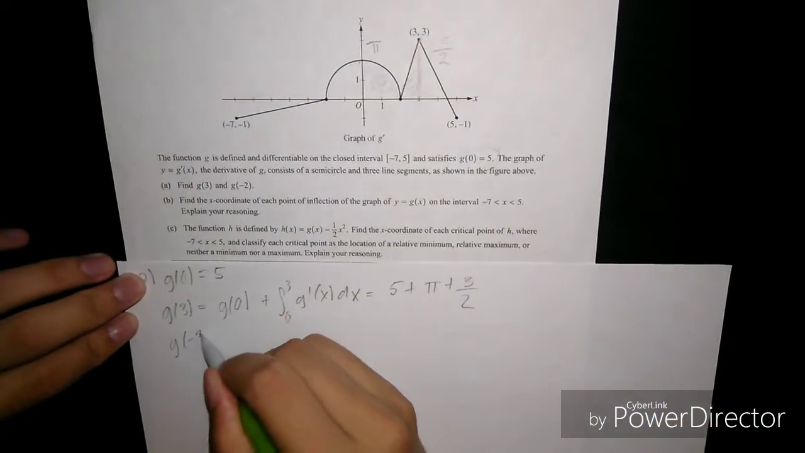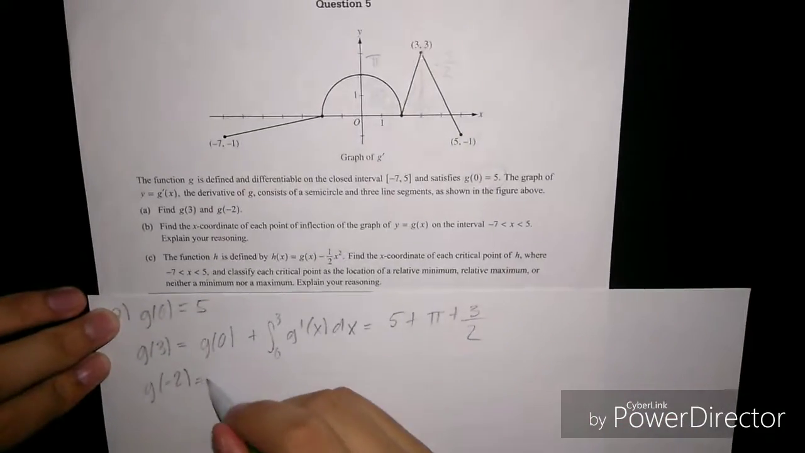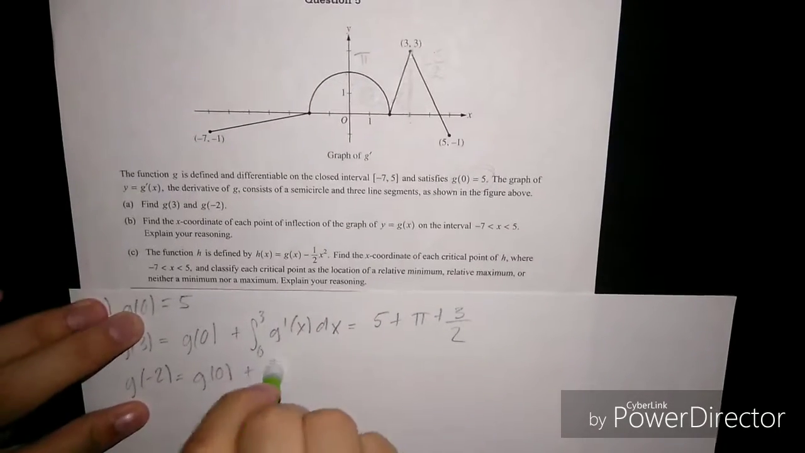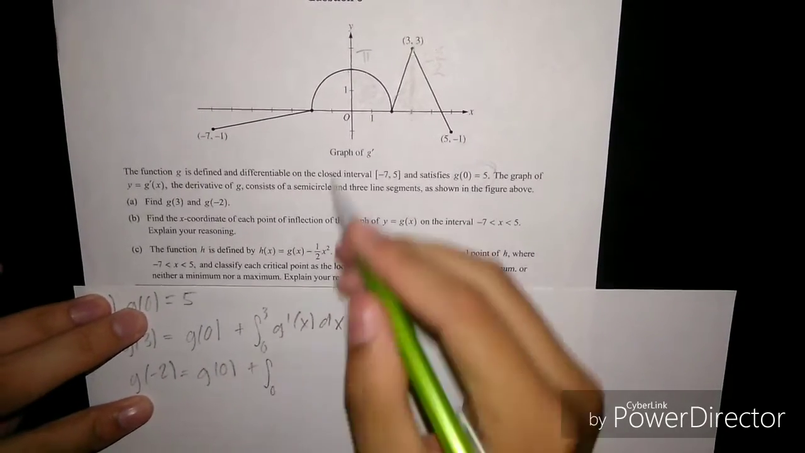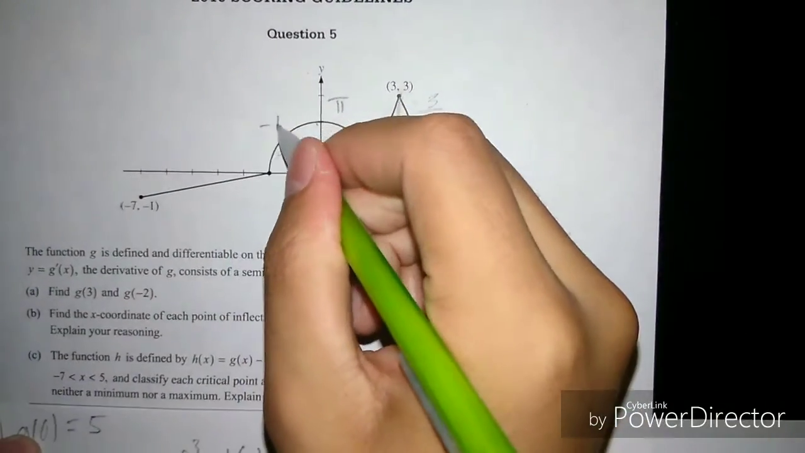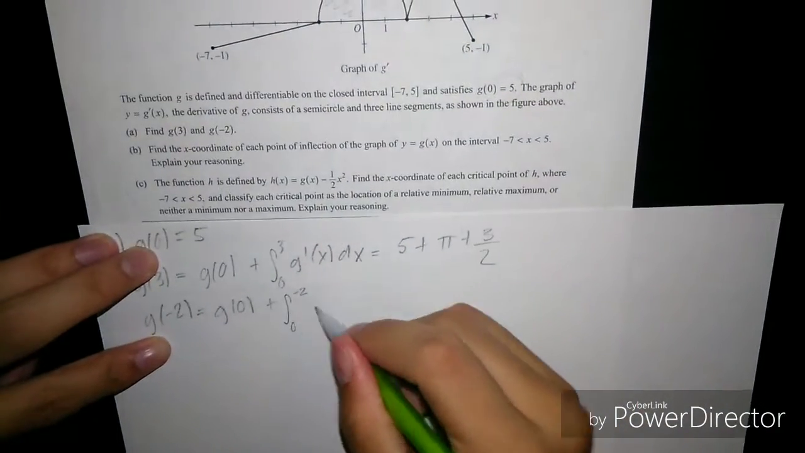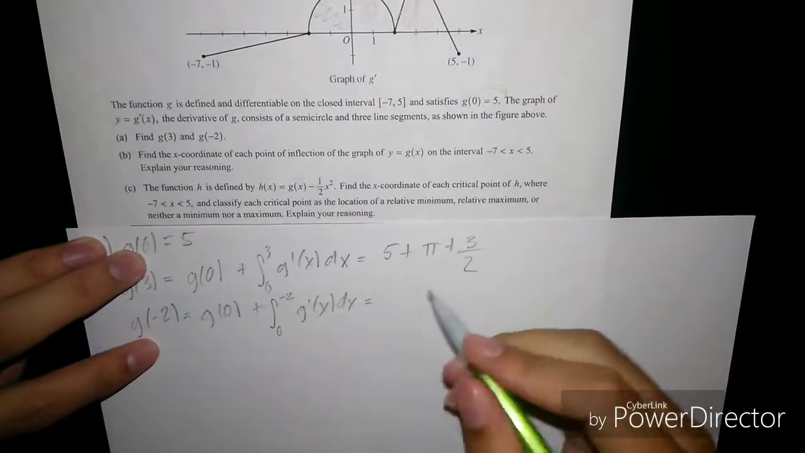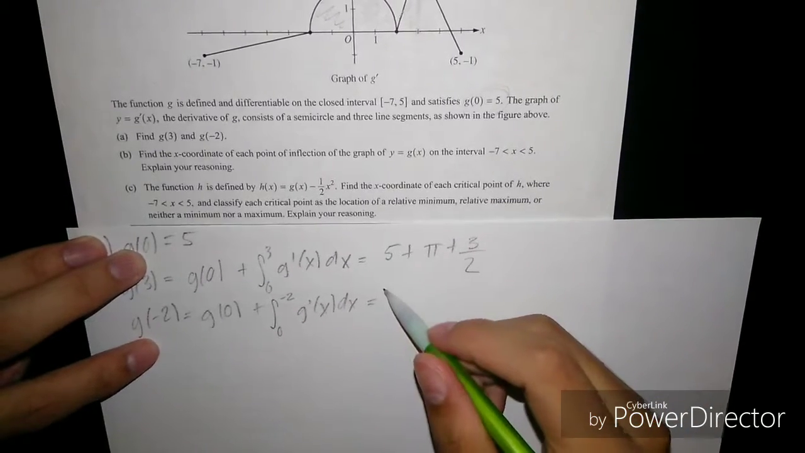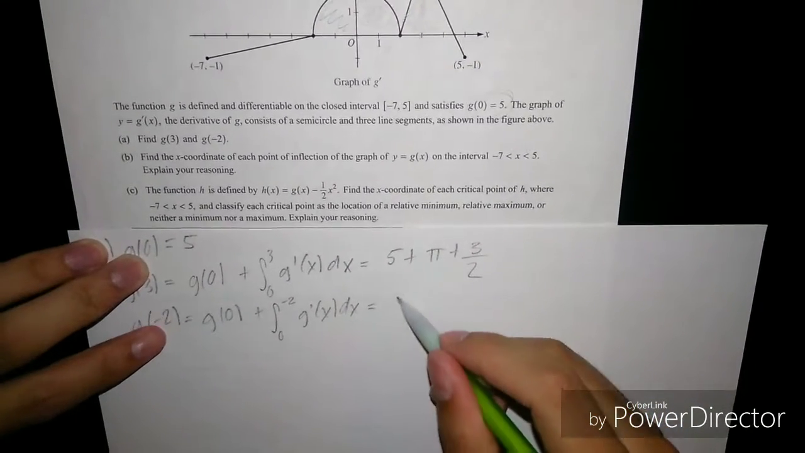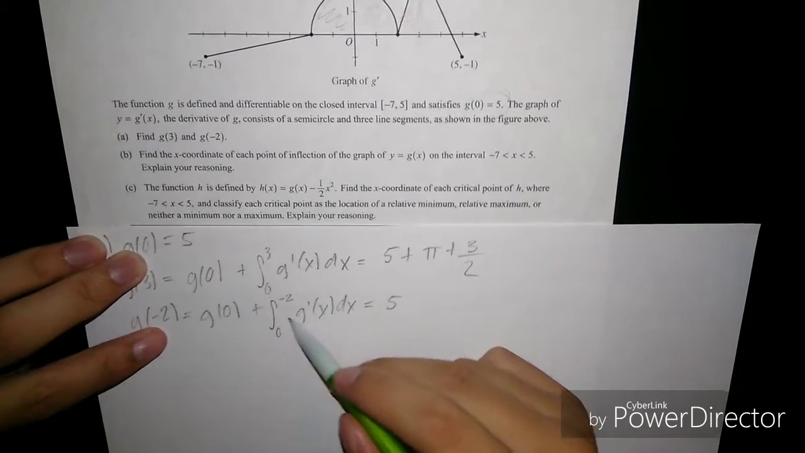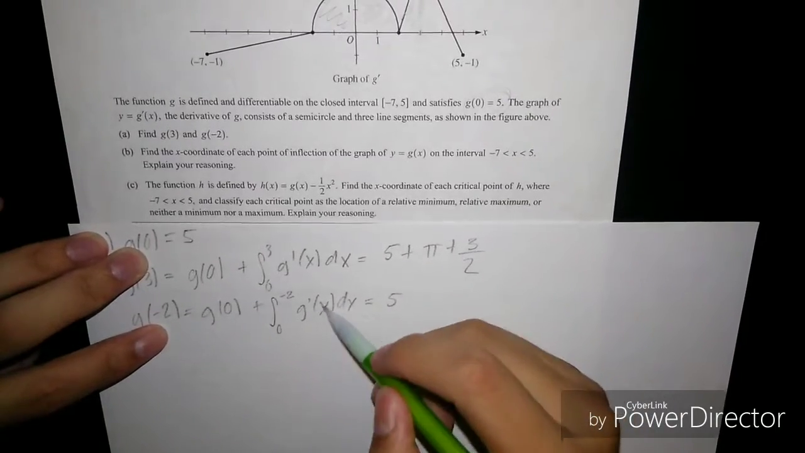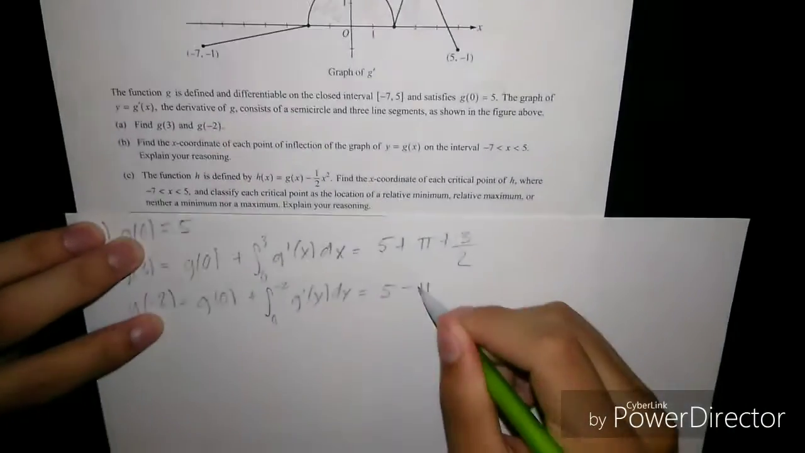Same thing goes for g of -2, except we're going to be going backwards. So once again, accommodate for the g of 0, except this time it's going to be from 0 to -2, because that's what it's asking for. Once again, we have to integrate that derivative in order to undo it and come up with the original value of g of x. So g of 0 is 5, and then the area from 0 to -2 of g prime is -5.